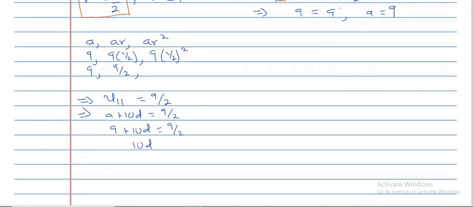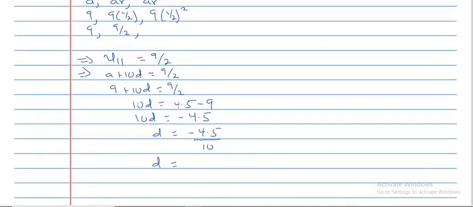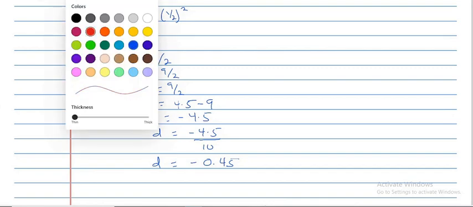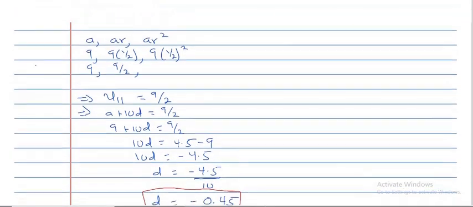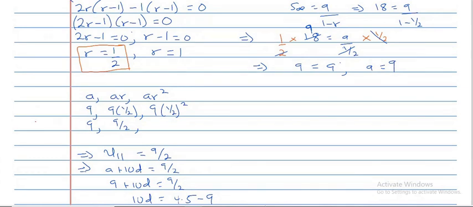Solving further, I would have 10d is equal to, why do I keep doing 9 on 2? So 9 on 2 is 4.5. So let's make it 4.5 minus 9. So 10d would be equal to negative 4.5. And d then will be equal to negative 4.5 over 10. So the common difference will be equal to negative 0.45. Right? Great. So question solved. We have found the common difference of the question to be negative 0.45. And we have also found the common ratio to be r equals half.